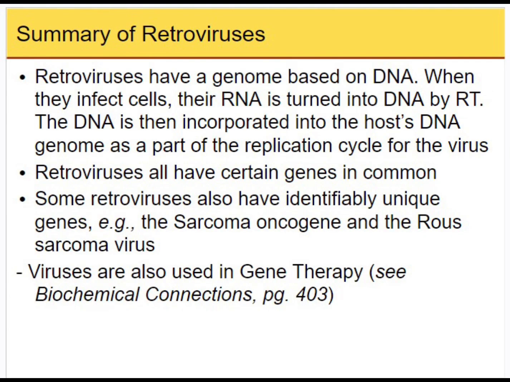Summary of retroviruses. Retroviruses have a genome based on RNA. When they infect cells, their RNA is turned into DNA by RT. The DNA is then incorporated into the host genome as part of the replication cycle for the virus. Retroviruses all have certain genes in common. Some retroviruses also have identifiably unique genes, for example, the src oncogene in the Rous sarcoma virus. Viruses are also used in gene therapy.